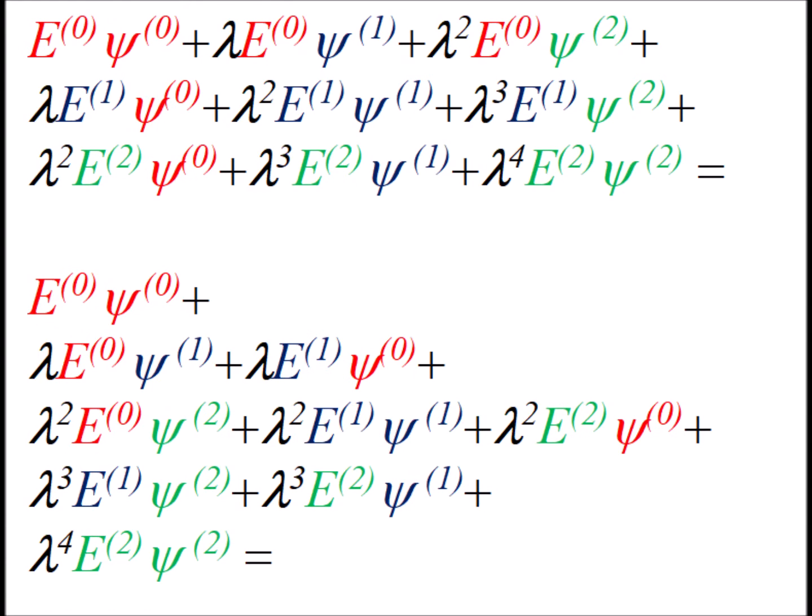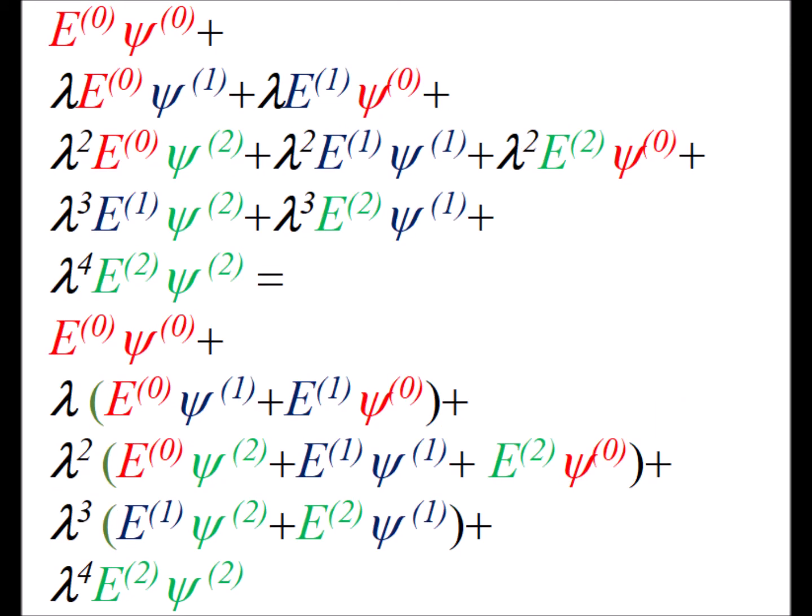In this step, we collect terms that have the equivalent powers of lambda. Once we have collected like terms in terms of the powers of lambda, we can factor out lambda from those terms.